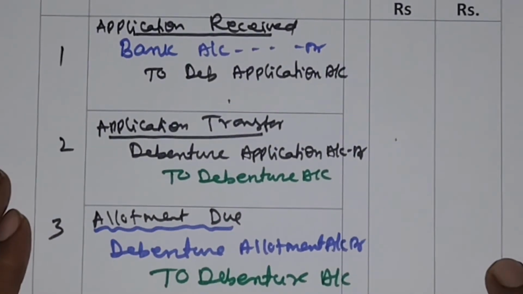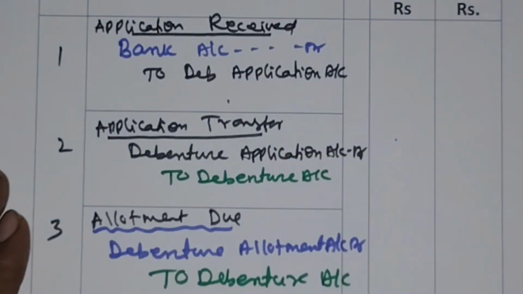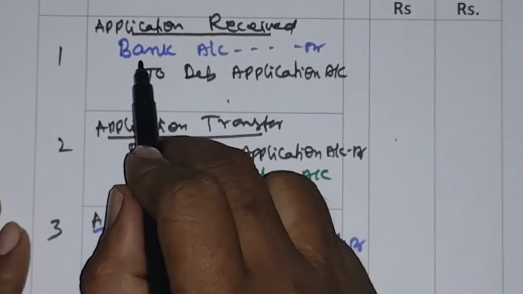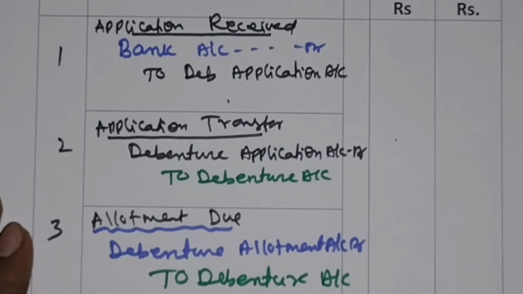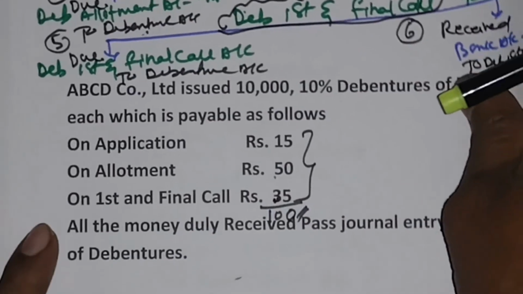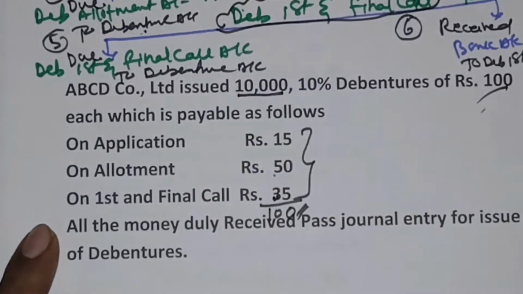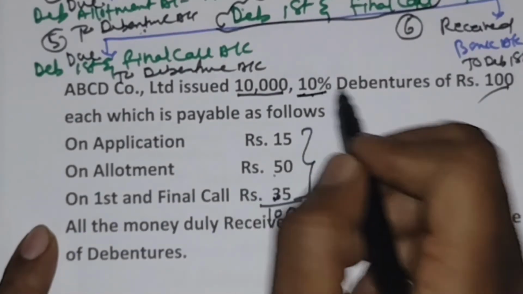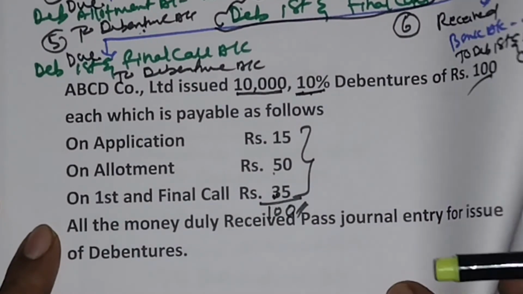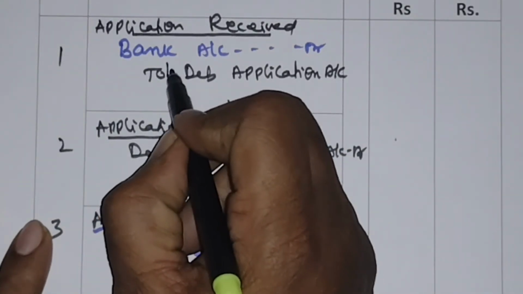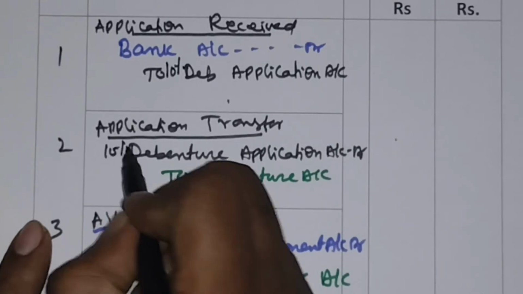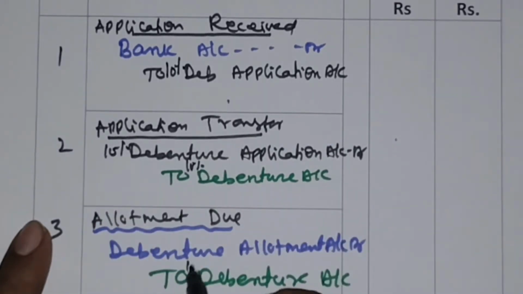Because of time constraints, the explanation I gave for the 6 journal entries, I have recorded immediately. Now the very first and second are for application received and application transfer. The company has issued how many debentures? You can see 10,000 debentures. And what is the percentage given? 10%. What you have to do with this 10%? In all the places where the debenture appears, you should write 10%.